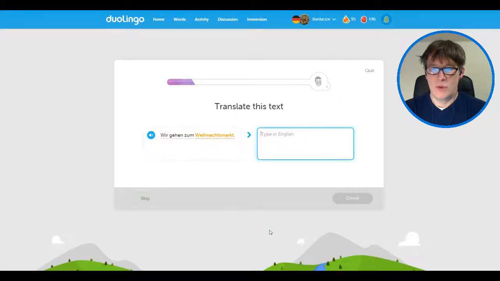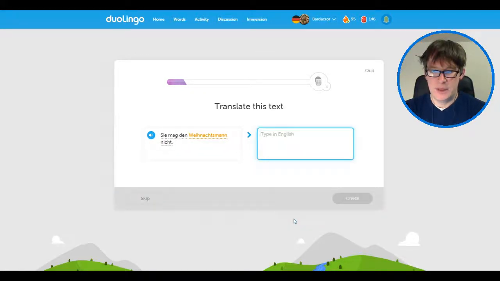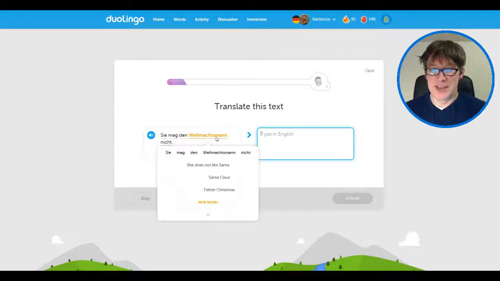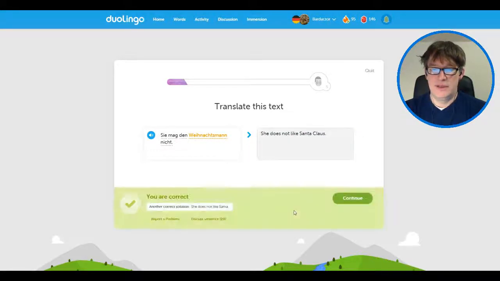Wir gehen zum Weihnachtsmarkt. We are going to the Christmas store? Weihnachtsmarkt. The Christmas market. Okay. We don't have Christmas markets here. Well, that's not true. Christmas market, not markets. Okay. Sie mag den Weihnachtsmann nicht. Weihnachtsmann. She does not like Santa? Oh my God. Who does not like Santa Claus?